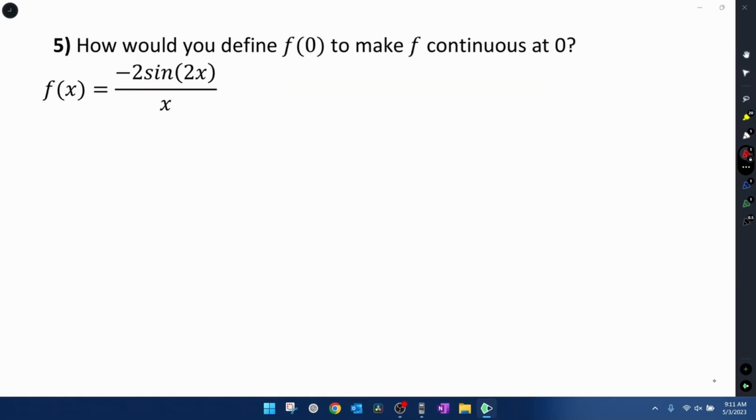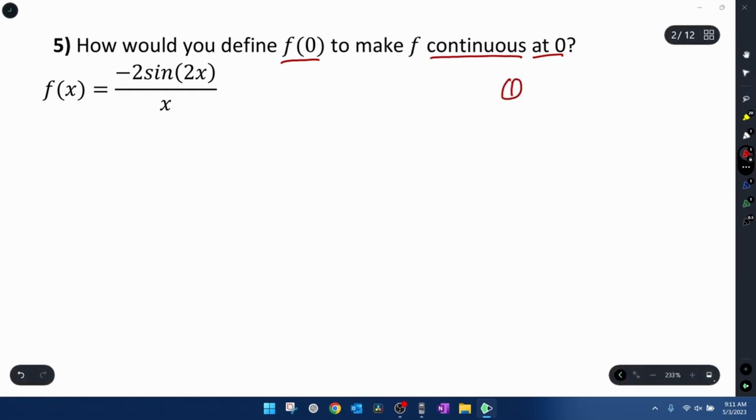Next, number 5, it says, how would you define f of 0 to make f continuous at 0? And this means we have to know what it means to be continuous. Remember, there were 3 conditions that had to be met. The limit as x approaches a, in this case 0, of the function has to exist.